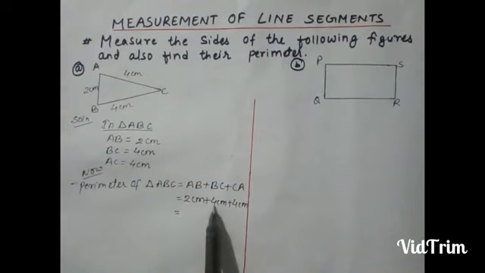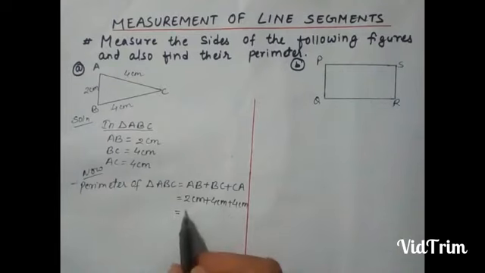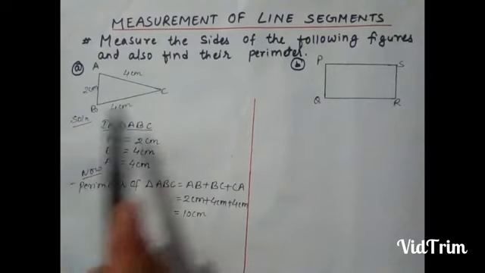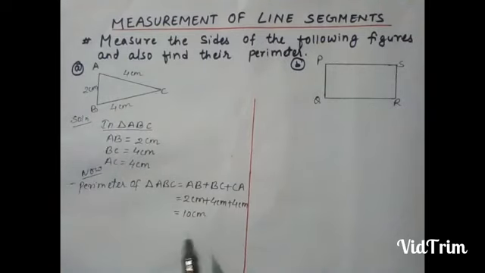2 cm plus 4 cm is 6 cm. 6 cm plus 4 cm is 10 cm. So students, in this way the perimeter of this triangle ABC is 10 centimeter. So students, let's move towards next question.